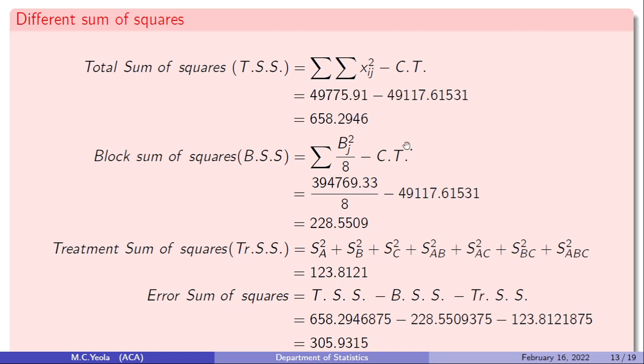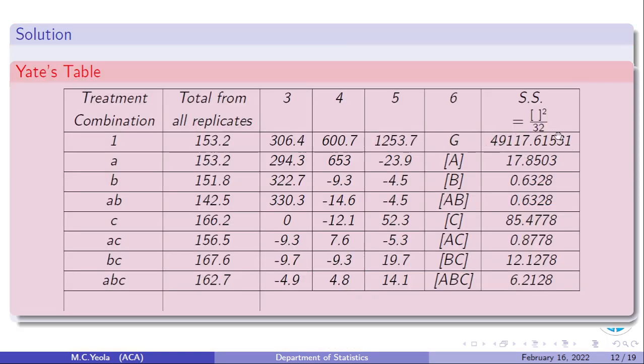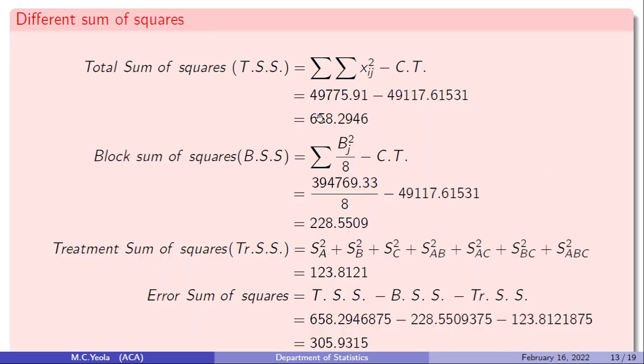The correction term we got in the table is 49117.61, so that value we have taken here. Take the subtraction, and we get this as the total sum of squares.